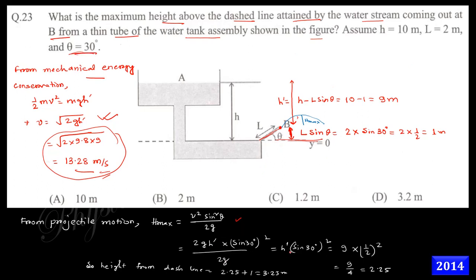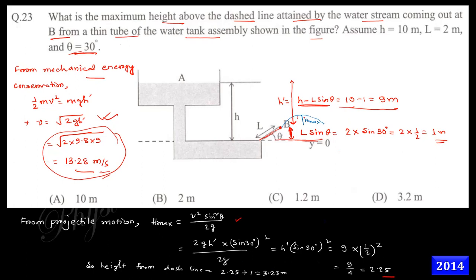So by 2g, this is h prime sin 30 degrees, so this is half, so 1 by 4, 9 by 4. h prime is nothing but h max. So what is the total value? h prime plus 1, this is the 1. You did not find this value of h prime. h prime is nothing but total height minus L sin theta. This is L sin theta. So this is 9 meter.